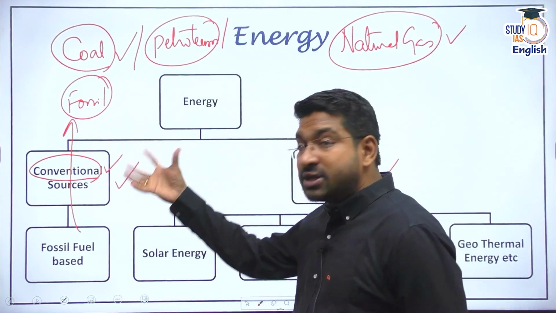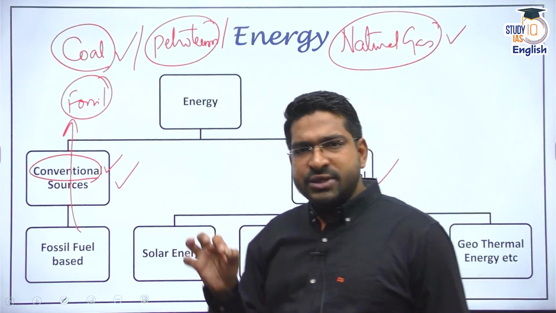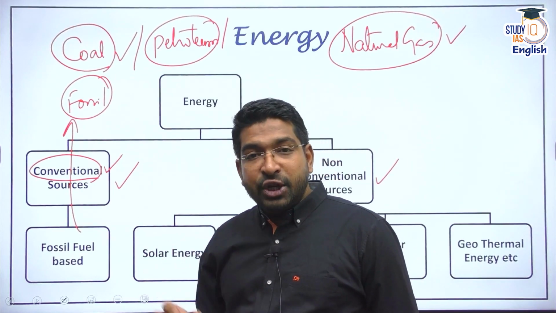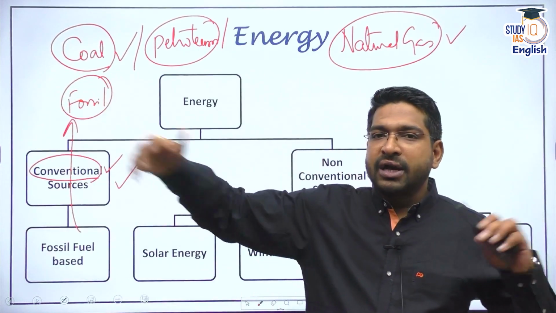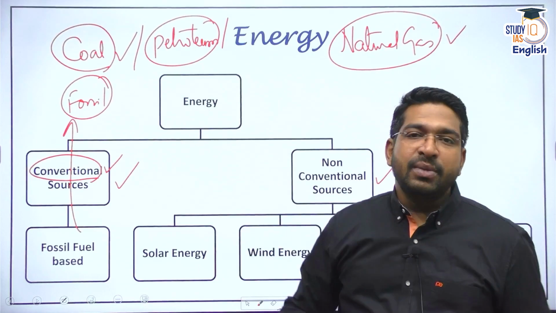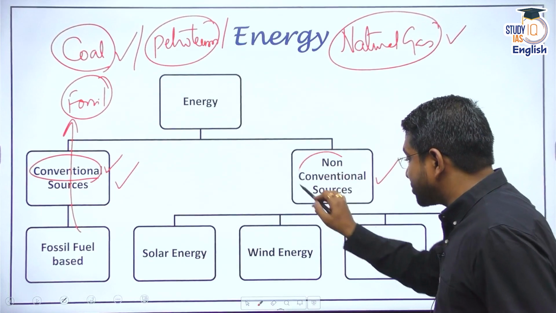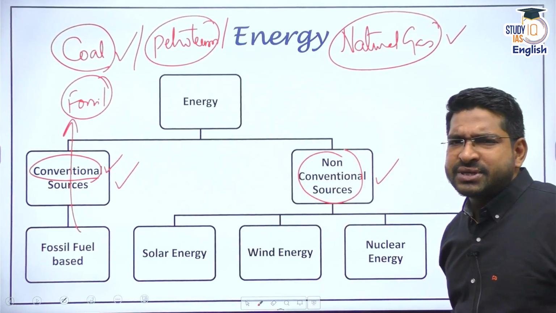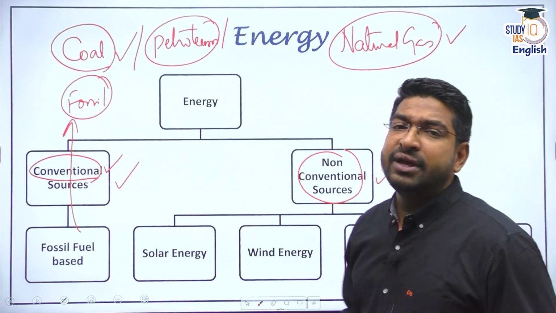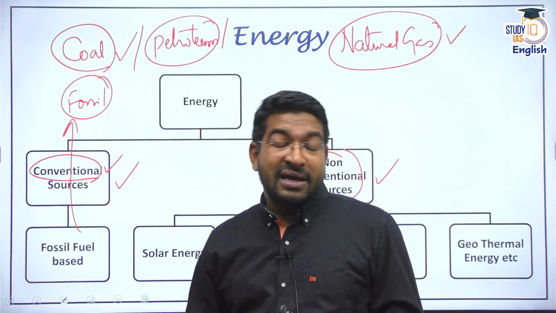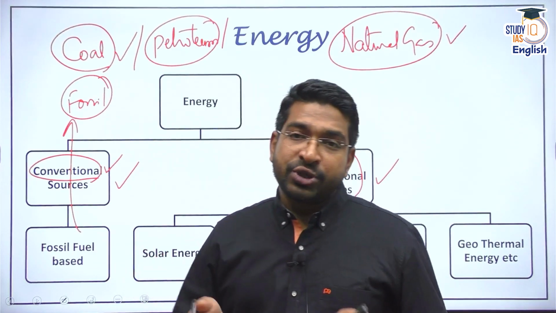So conventional sources, I can also call them in an analogous way non-renewable forms of energy, meaning it takes centuries for them to be replenished. On the other hand, we also categorize non-conventional sources. Non-conventional sources are largely renewable. They are cleaner, they are greener as well. Examples being solar energy, wind energy, tidal energy, geothermal energy.